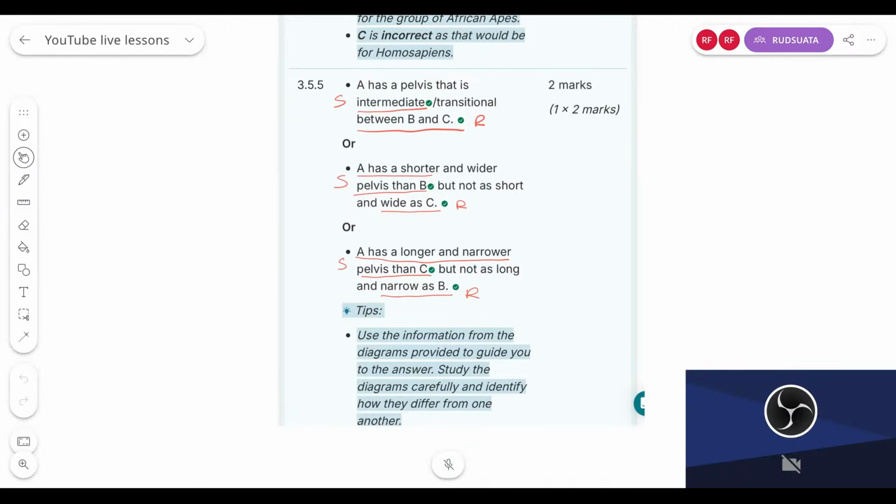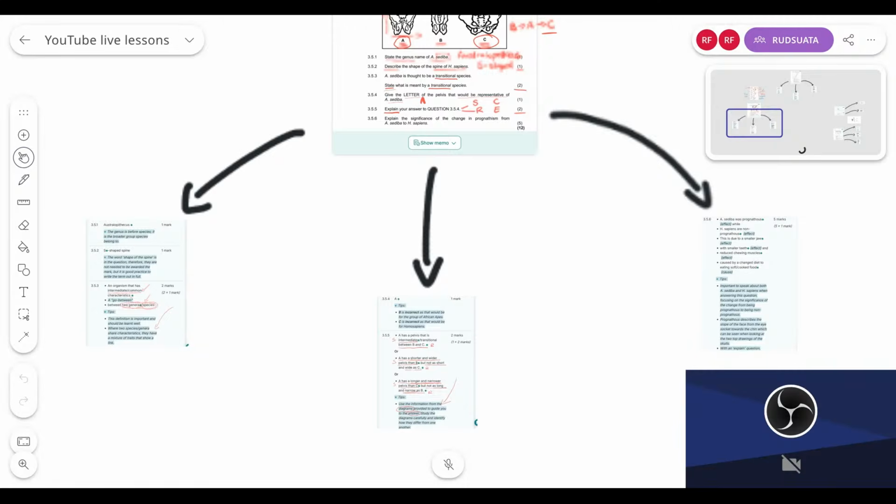Reasoning. And often you are using, as the teacher tip suggests here, visual information from the diagram to help answer the question. You really need to use what you can see here. And yes, you are allowed to write a comparison. You are allowed to say, it's shorter and wider, but not as short, or it's longer and narrower, but not as long and narrow. So you are allowed to use those comparative words. That's okay. You don't need to worry so much about feeling like you're not giving enough information, because you are.